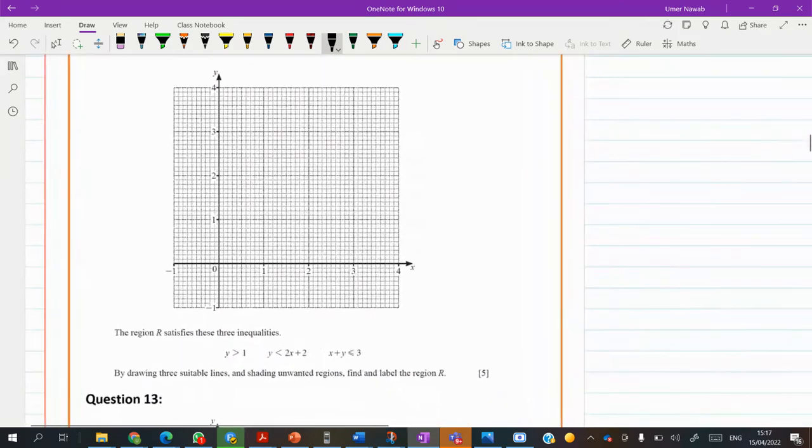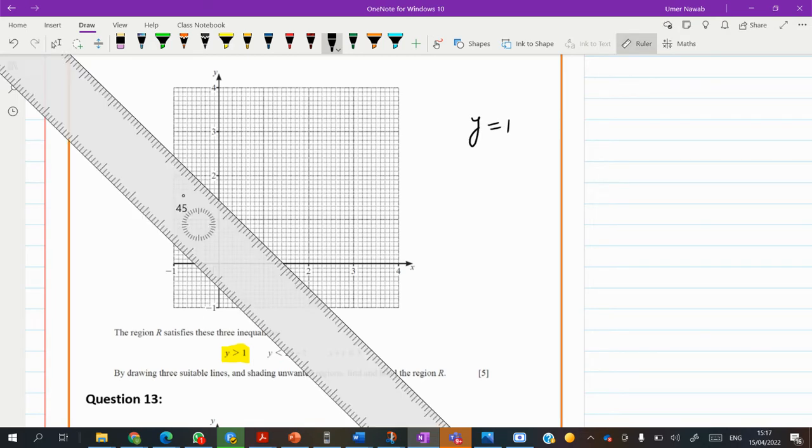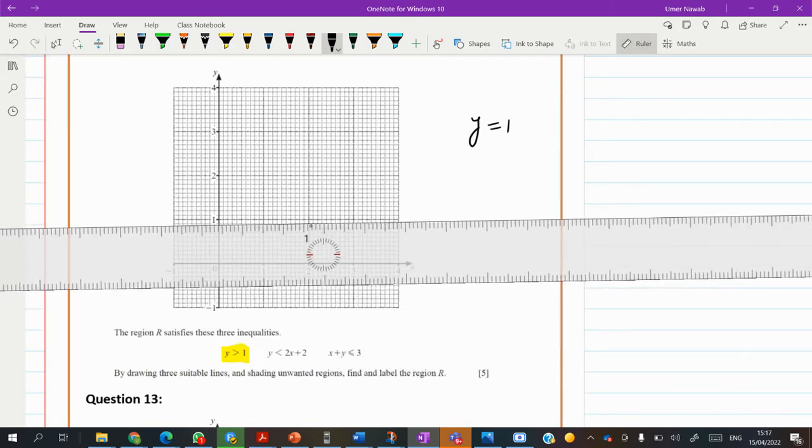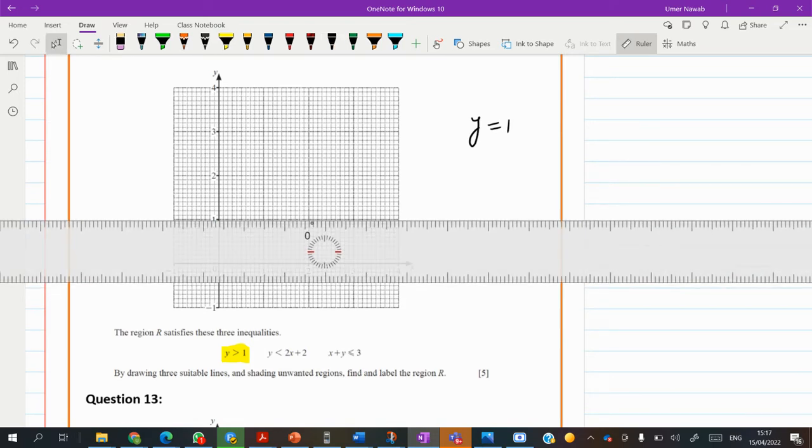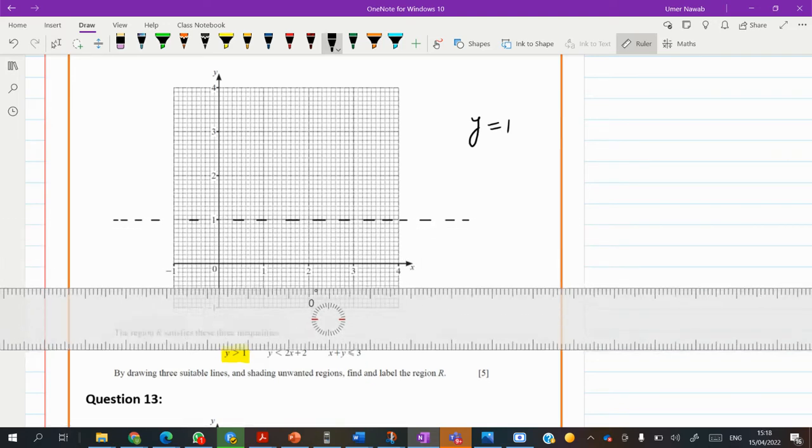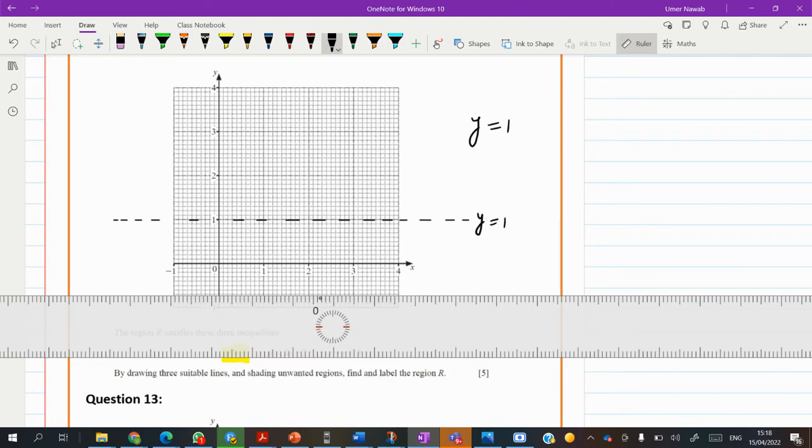Now you guys can see it's a linear programming question. It's y greater than 1. So I will use it as y equals 1. Everyone knows y is equal to 1 is a horizontal line. I will use my ruler and draw y is equal to 1. Keep your eye on the inequality. If it is a greater than or a greater than equal to. So there is no equal to, it's a strict inequality. We need to show it as a dotted line. So I'm going to show it as a dotted line. So that is y is equal to 1.